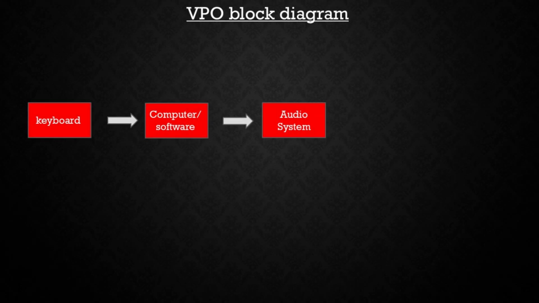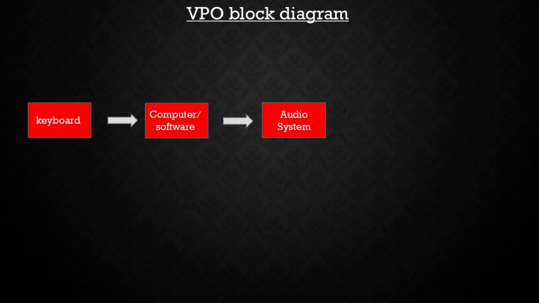Let's take a look at a very simple block diagram for a VPO. And this kind of shows you the pathway that's taken from when your fingers touch the keyboard to when you hear something. So that keyboard is connected to that computer, which is running software. The computer/software is connected to an audio system, and you hear music. So in reality, it's a very simple chain.